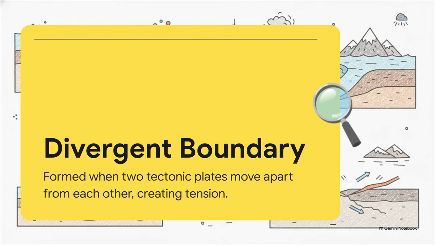At a divergent boundary, two tectonic plates are moving away from each other. They're separating.